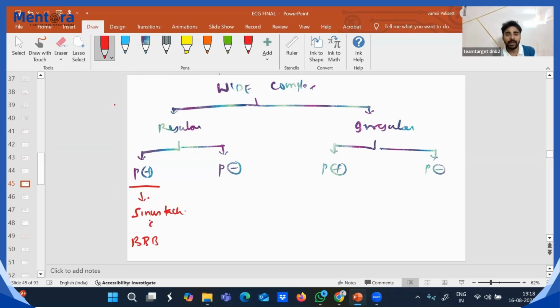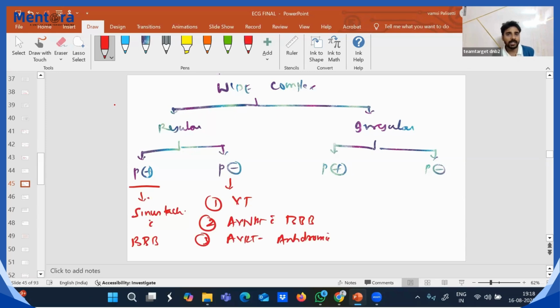And if it's a wide complex, regular and P waves are absent, there are 3 DDs that are important. First is ventricular tachycardia, very very important. Second, AVNRT, that's AVNRT with the bundle branch block. That is very very important. Right? And third, AVRT, antidromic pathway. All these things we discussed in the previous class. Antidromic pathway. Right? Clear?